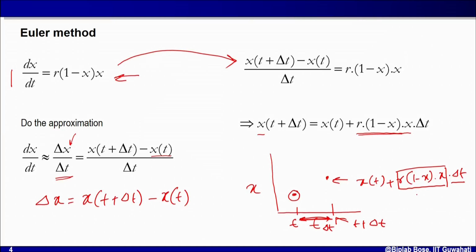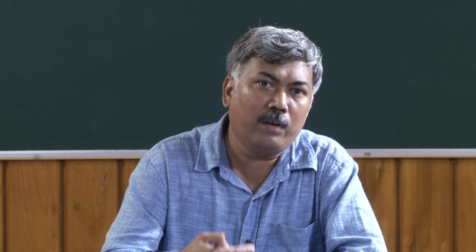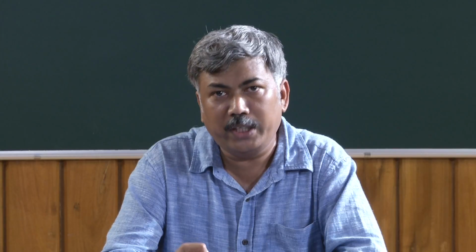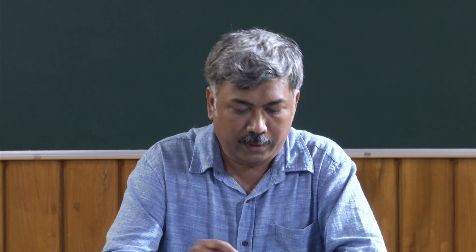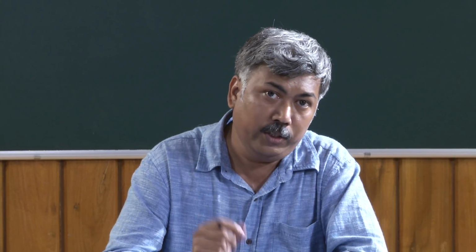Remember, r(1 - x)x is coming from the differential equation that you have written. So what is happening here? You start at a particular time t, then you increment time by a small delta t, and then you calculate what will be the value of x at that t plus delta t. Once you have calculated this, you can take another time step of delta t and again calculate the value of x. So in this iterative way, you can keep on calculating the value of x as you change the value of t with delta t.